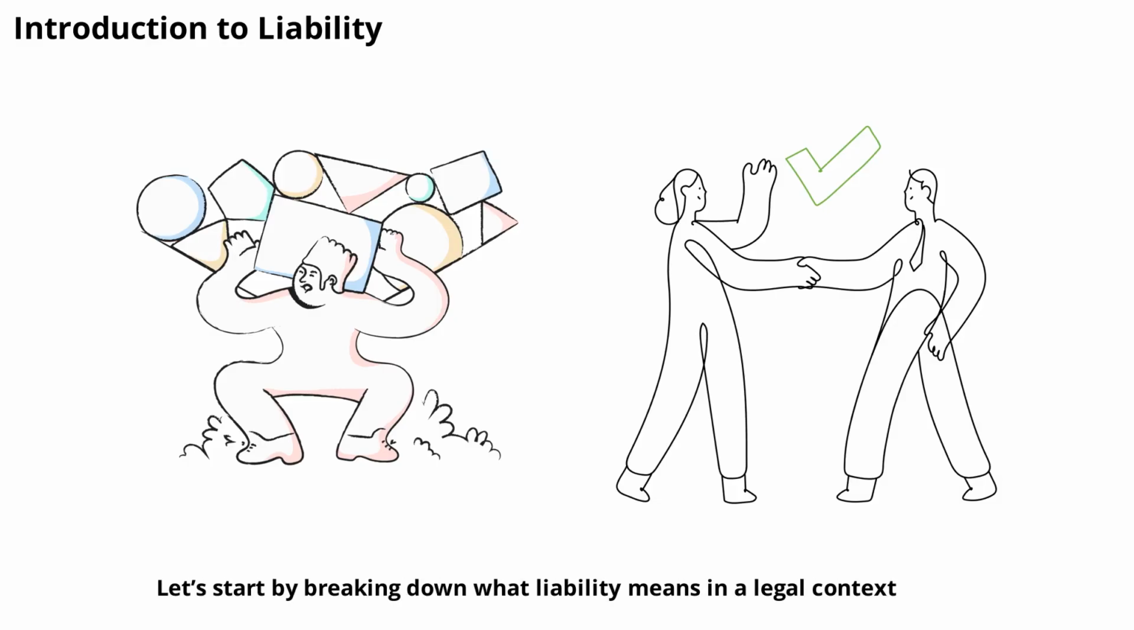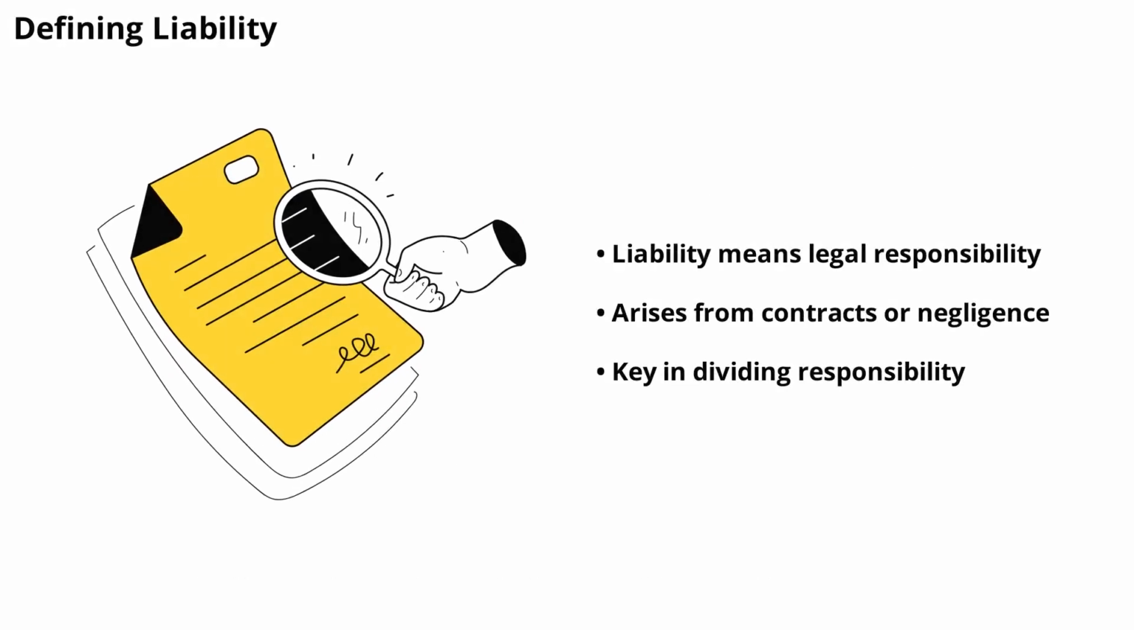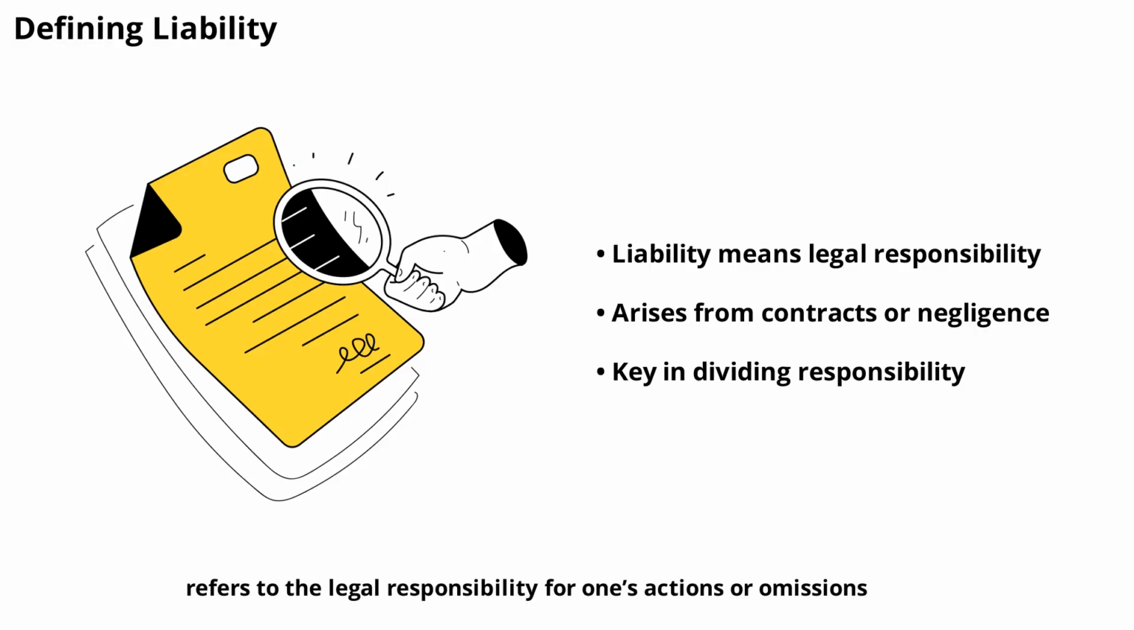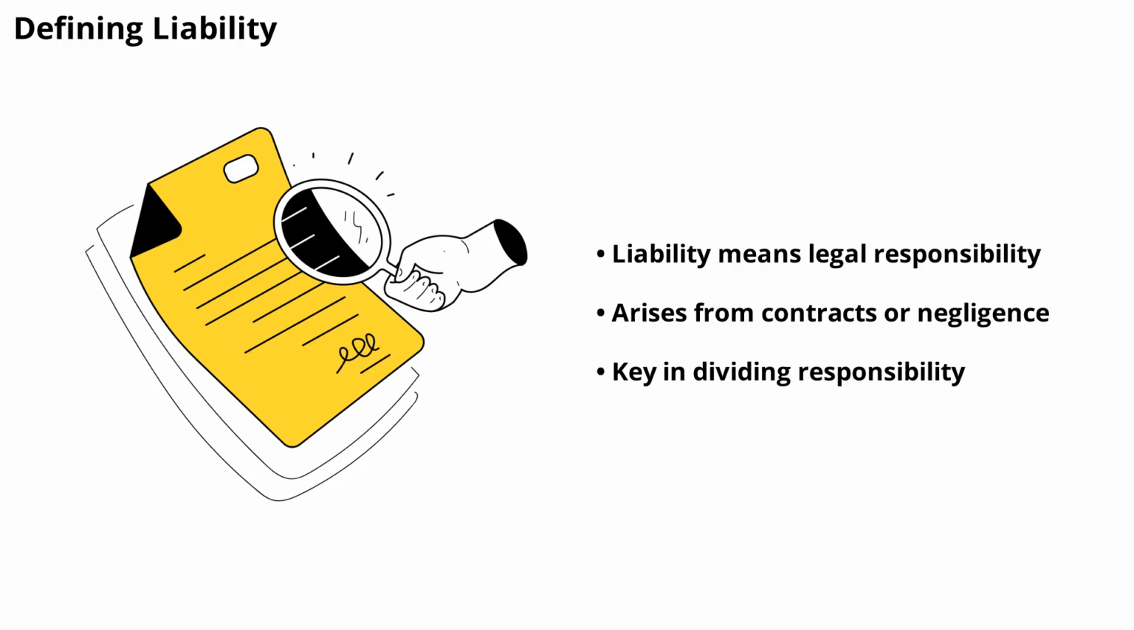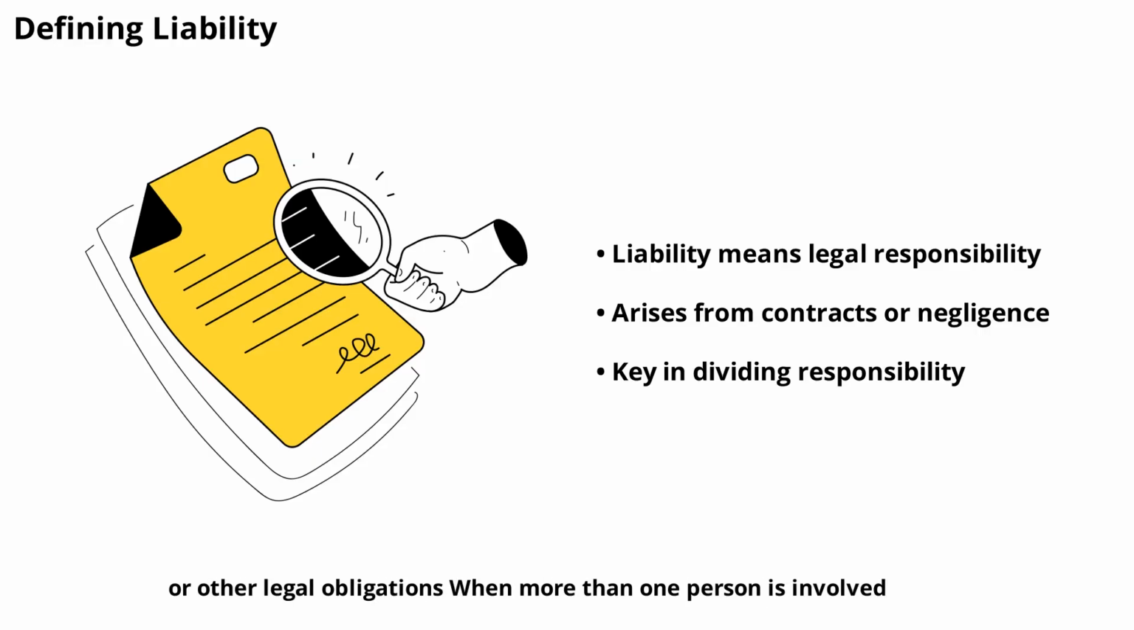Let's start by breaking down what liability means in a legal context and why it's important to know who is responsible when things go wrong. Liability, in simple terms, refers to the legal responsibility for one's actions or omissions. In the context of civil law, it usually means being held accountable for damages or losses caused to another party. This responsibility can arise from contracts, negligence, or other legal obligations.